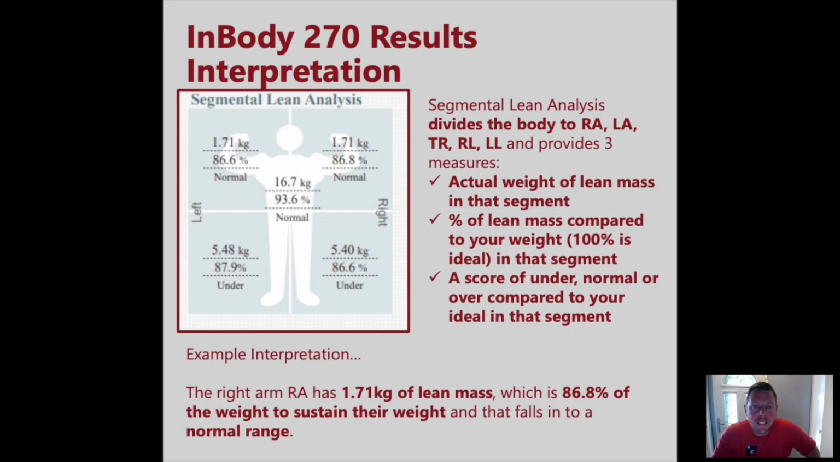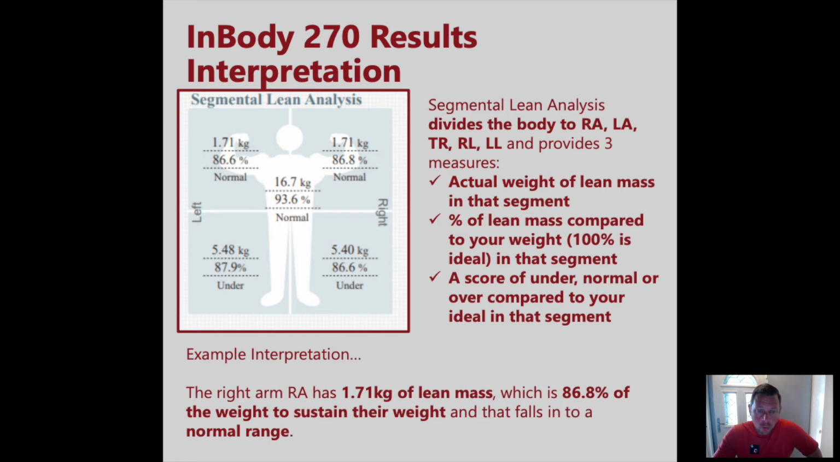So your segmental lean analysis, we're going to split the body up. So we go right arm, left arm, trunk, right leg, left leg, and it provides you 3 measurements. It gives you your actual weight of lean mass in that particular segment. So the right arm here is 1.71 kilos. The percentage of lean mass compared to your weight, 100% is ideal in that segment. So here we've got 86. So there we could put on a little bit more muscle mass in that right arm. Then a score of under, normal or over compared to your ideal in that segment.